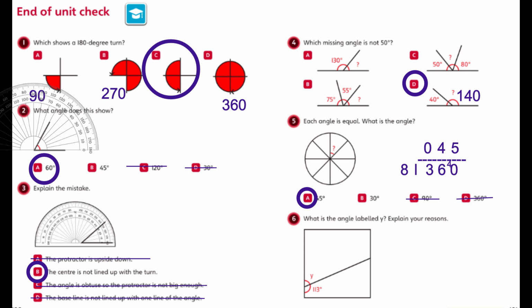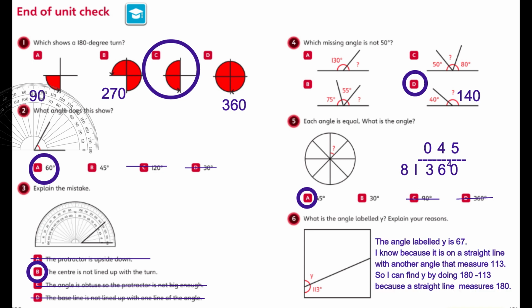All right, here's an example answer that you could have written. All of us should have gotten the same measurement for Y, of course. The angle labeled Y is 67 degrees. Everyone should have gotten that part. Now here's the explanation. I know because it is on a straight line with another angle that measures 113 degrees. So I can find Y by doing 180 minus 113 because a straight line measures 180 degrees. So in those two sentences, I've explained how I was able to come to the conclusion that Y is worth 67 degrees.